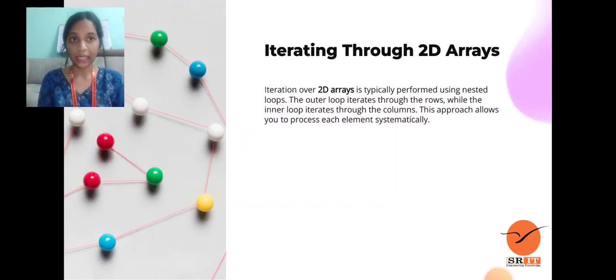Then, iteration through 2D arrays. Iteration over 2D arrays is typically performed using nested loops. The outer loop iterates through the rows while the inner loop iterates through the columns. This approach allows you to process each element systematically.